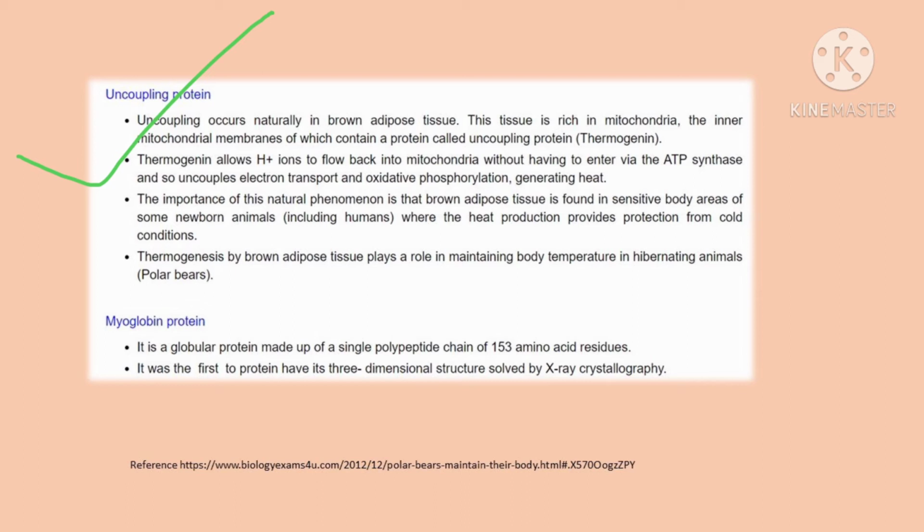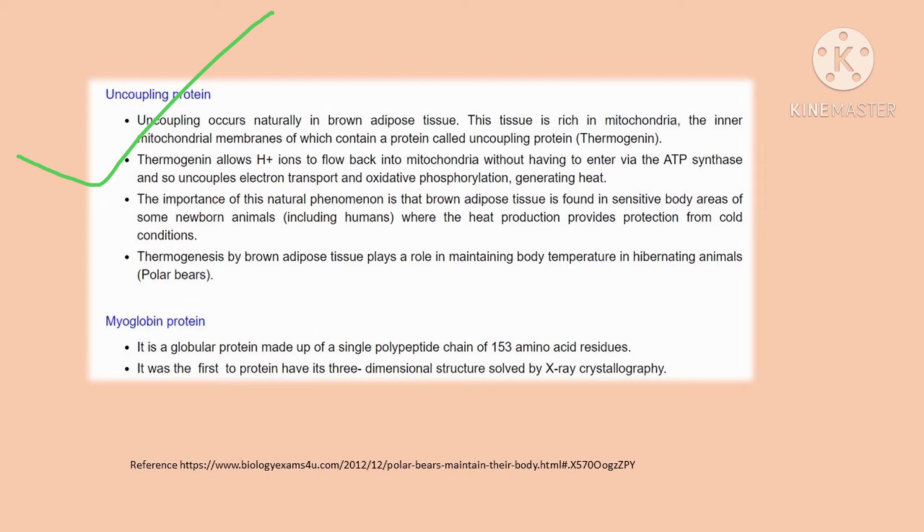Thermogenesis by brown adipose tissue plays a role in maintaining body temperature in hibernating animals. That is the reason polar bears can maintain their body temperature. Then the next option is myoglobin protein. It is a globular protein made up of a single polypeptide chain of 153 amino acid residues. It was the first protein to have its 3D structure analyzed, by X-ray crystallography.